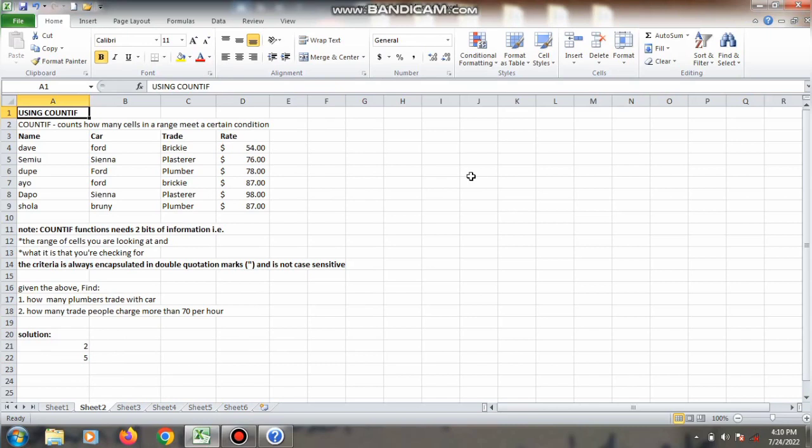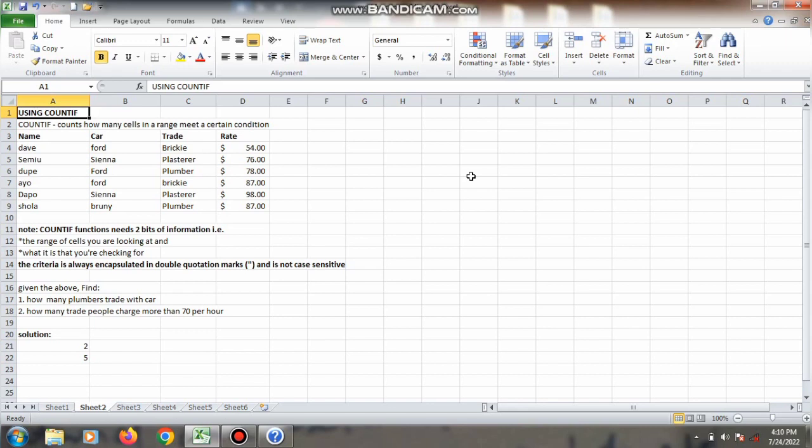Today we are starting with COUNTIF. We have done COUNT, COUNTBLANK, and COUNTA the previous time. I believe you have played your hands on it and you have been able to achieve one or two things. So for now, we shall be looking at COUNTIF.